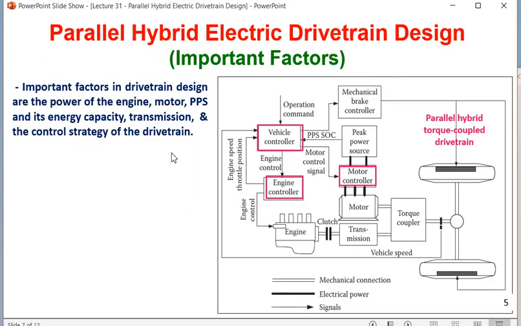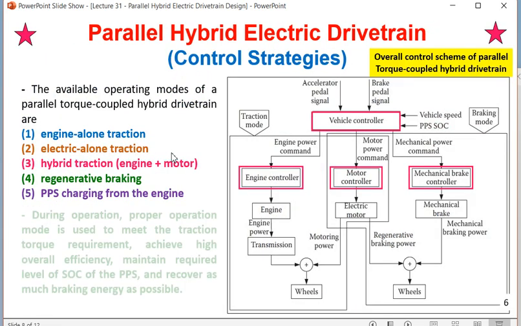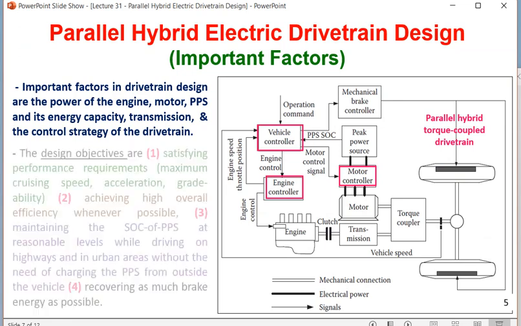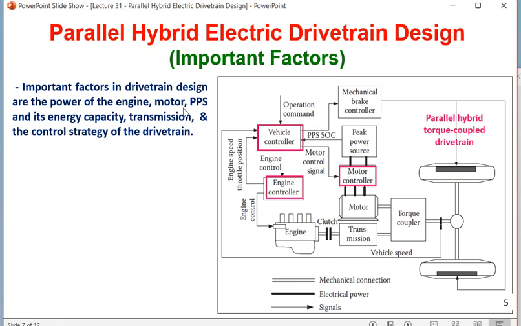I think this is the last slide in this block diagram. So important factors in drivetrain design are the power of the engine, motor, PPS and its energy capacity, transmission and the control strategy of the drivetrain. So these are the main things that we are supposed to control in case of parallel hybrid electric drivetrain.